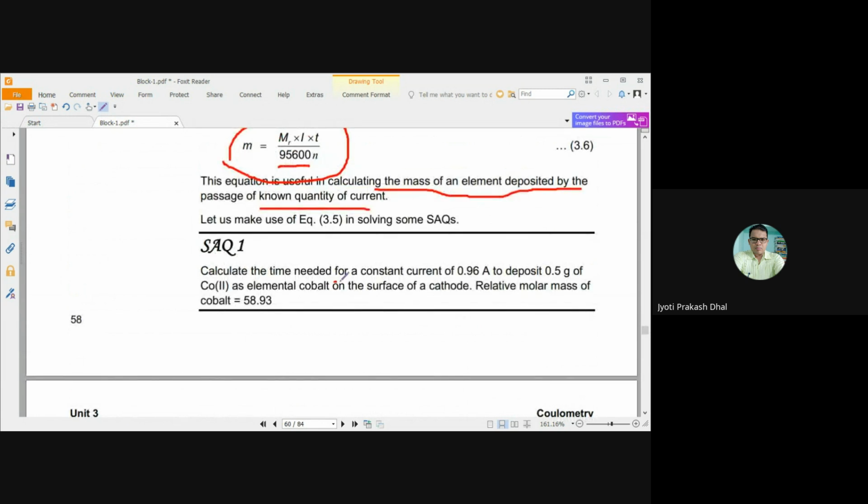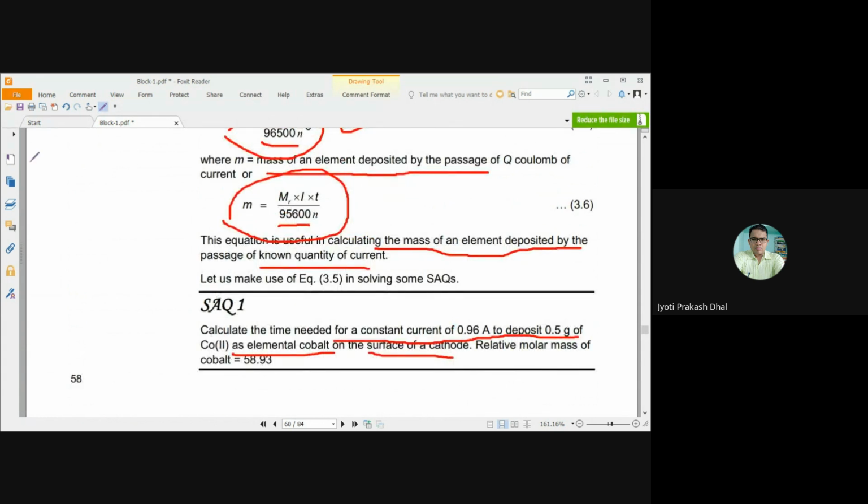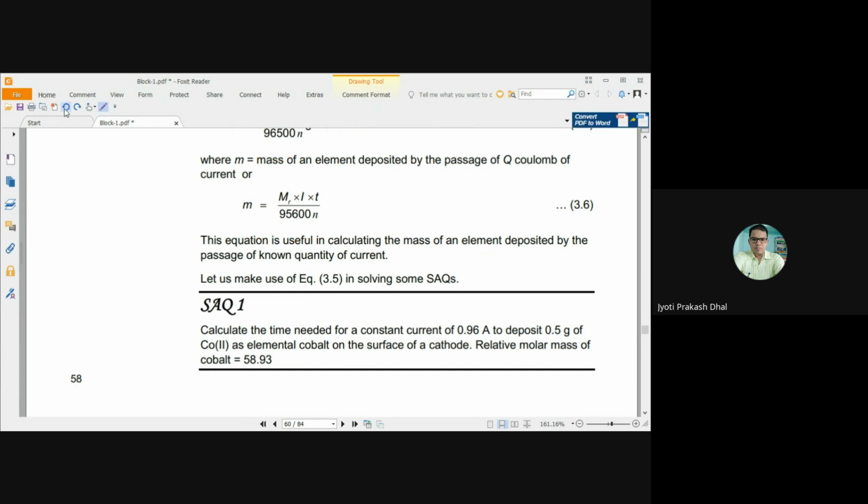Calculate the time needed for a constant current of 0.96 ampere to deposit 0.5 gram of cobalt 2 plus as elemental cobalt, that is cobalt 0, at the surface of the cathode. The molar mass of cobalt is 58.9. So in this equation, you have to calculate the value of T. So the value of T you have to calculate.